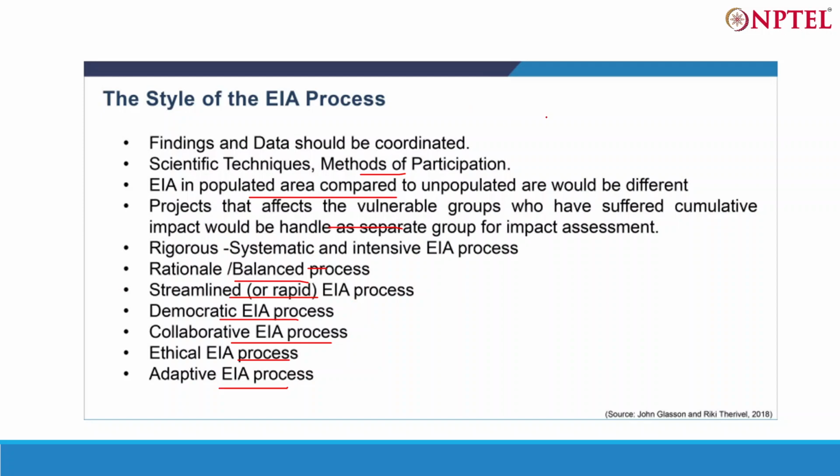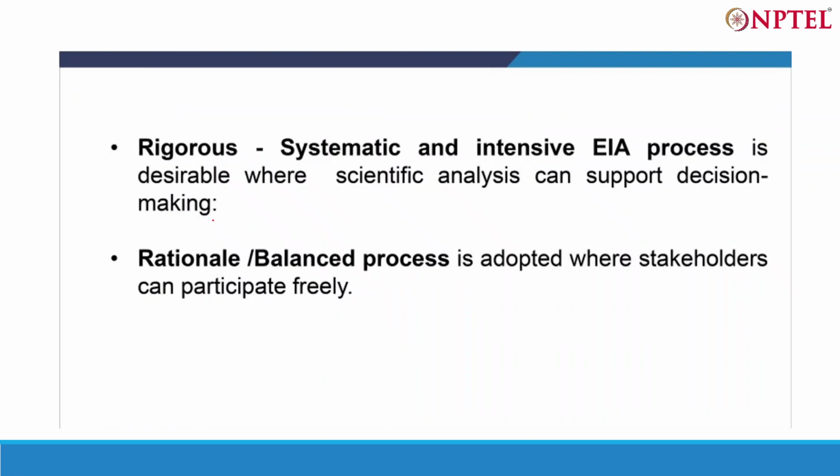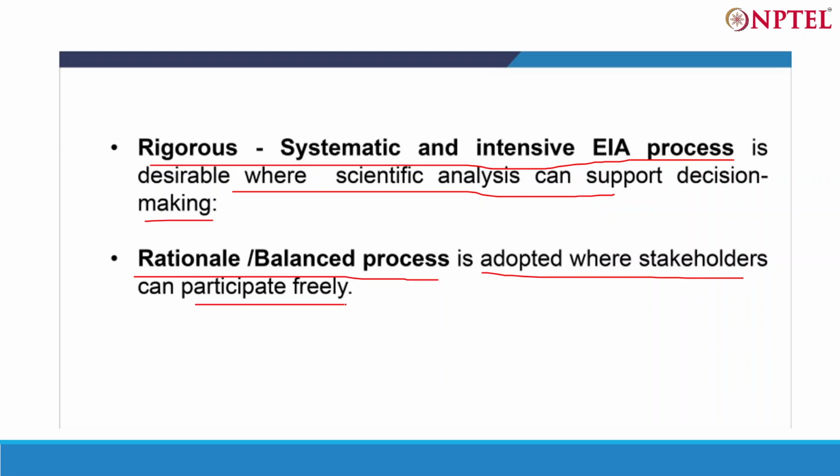Okay, so you got to know about this. Next, we'll get to know about these processes one by one. So the rigorous or systematic EIA is available when scientific analysis can support decision making. Then another one is the rational balanced process, adopted when stakeholders can participate freely.